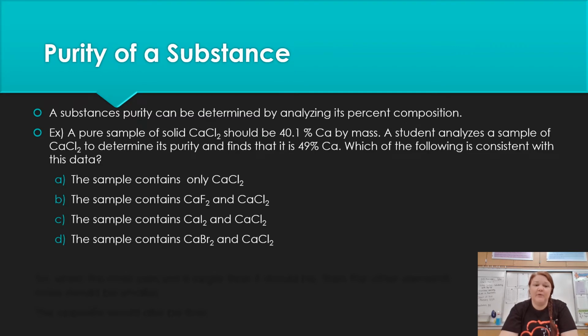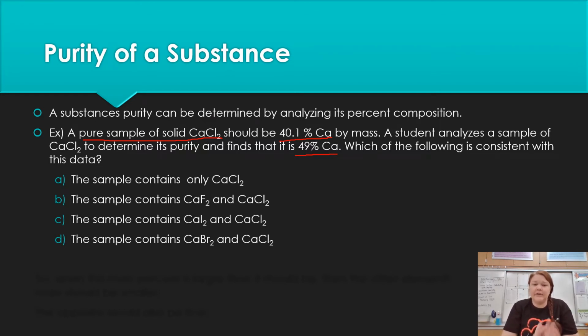A pure sample of calcium chloride should be 41% calcium by mass. So if we have just calcium chloride, it should only have about 40% of its mass be calcium. The rest of that 60%-ish should be chlorine mass. So a student analyzes a sample of calcium chloride to determine if it's pure, right? If it's pure, we should get 40% calcium. But they find that it's 49% calcium.